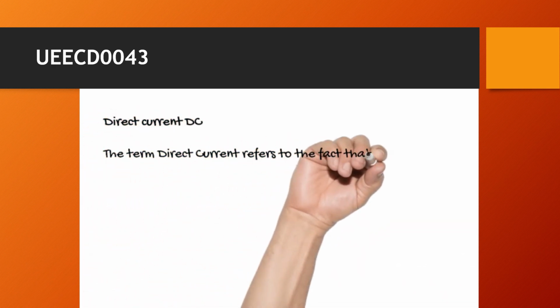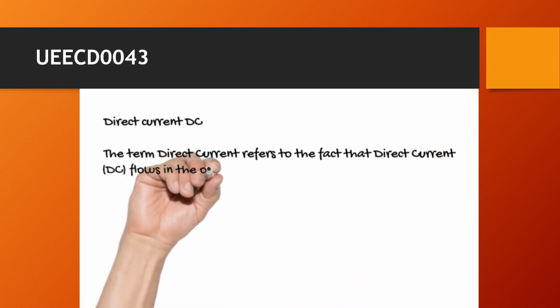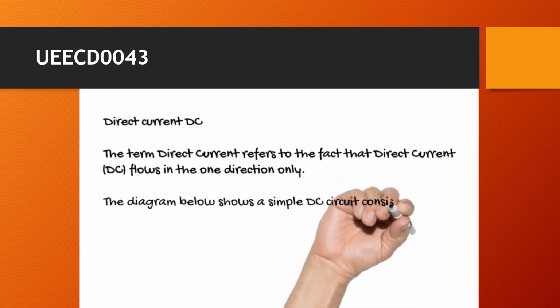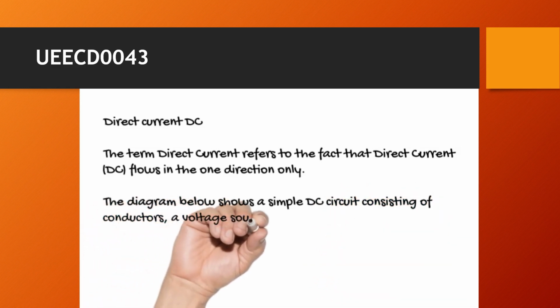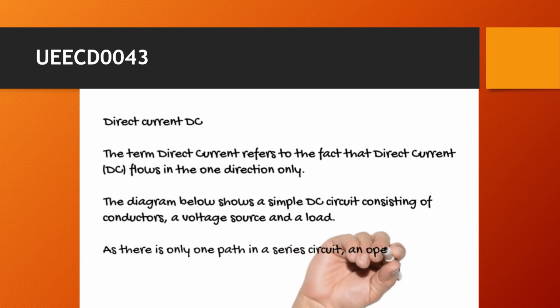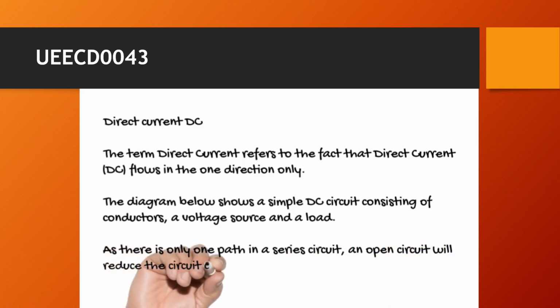Direct current, DC. The term direct current refers to the fact that direct current flows in one direction only. The diagram below shows a simple DC circuit consisting of conductors, a voltage source and a load. As there is only one path in a series circuit, an open circuit will reduce the circuit current.